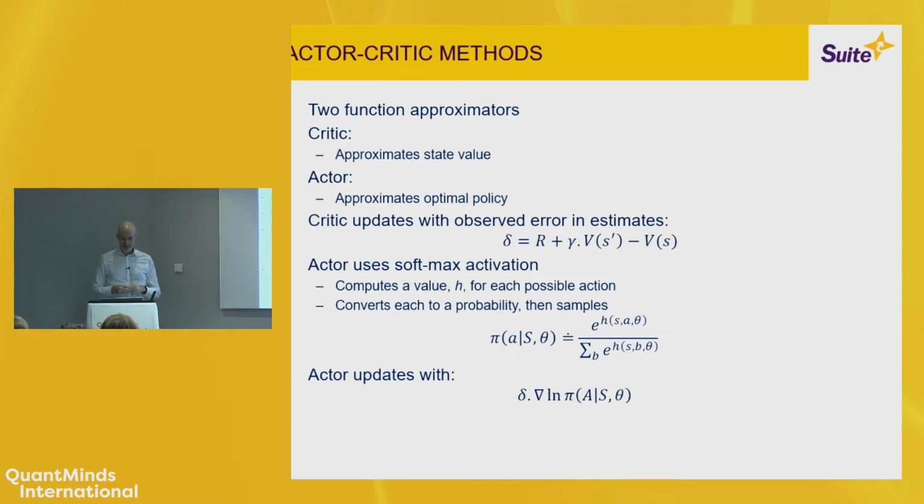and that gets fed into the backpropagation. The actor uses a softmax activation. So basically, it's going to compute some value h for each possible action, convert those into a probability, and then sample that. The actor will do its updates using a similar update: basically take the critic loss and then multiply that by the derivative of the log of the probability of having chosen that action, given that we were in that state.